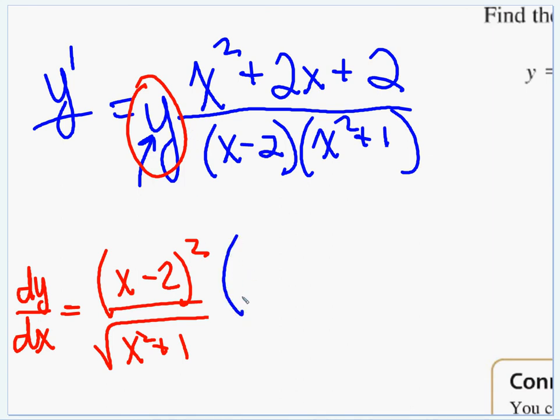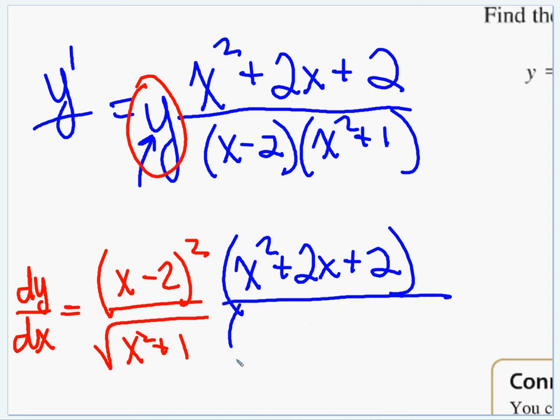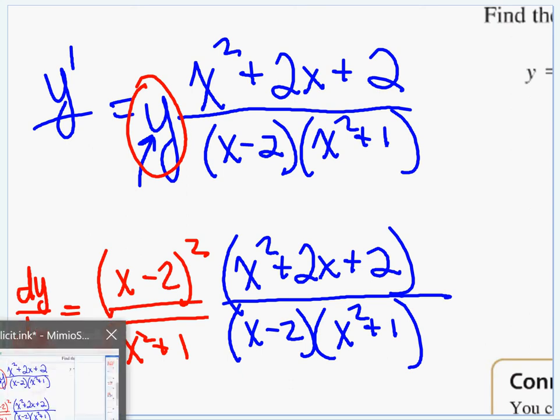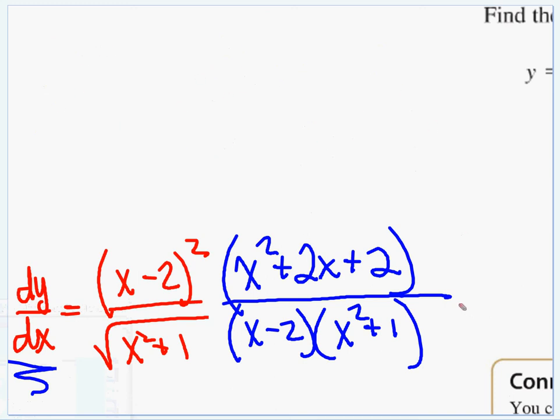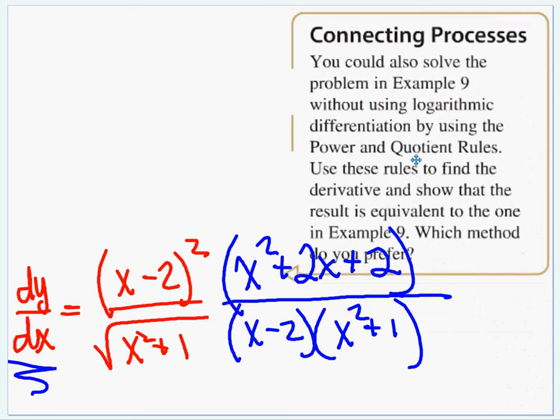to write down. So we're going to multiply the numerator by x squared plus 2x plus 2, denominator by the term x minus 2, and x squared plus 1. And there it is. Our final derivative, dy dx, equals that algebraic mess. It is correct. It might not be very pretty. It's kind of complicated, but it is very correct.